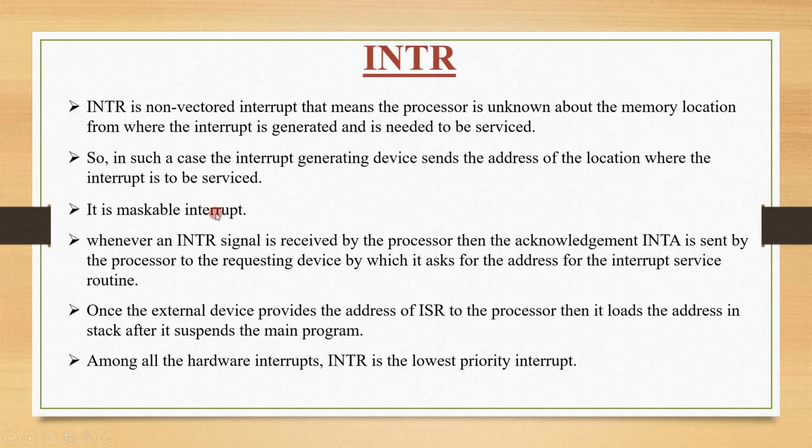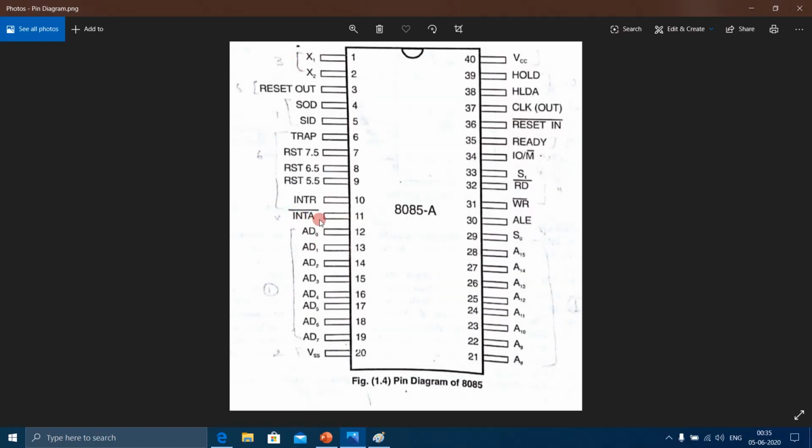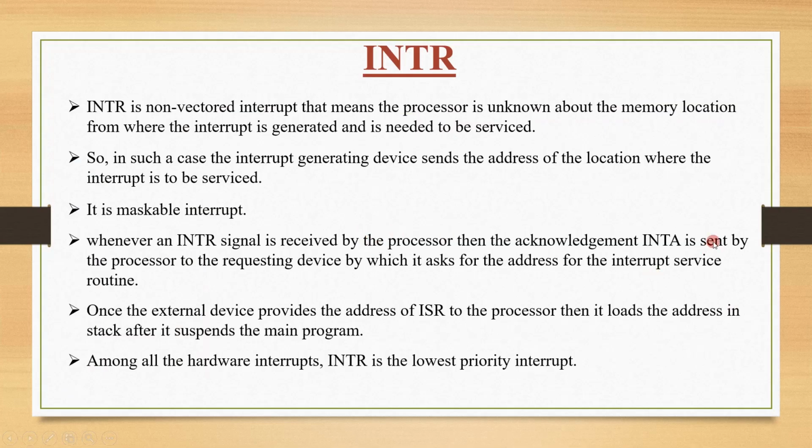It is a maskable interrupt. Whenever an INTR signal is received by the processor, the acknowledgement is INTA, as you can see in the pin diagram, INTA is also there. INTA is sent by the processor to the requesting device, by which it asks for the address for the interrupt service routine. The microprocessor acknowledges that yes, I have received an interrupt, so please send me the address where I have to jump, where the interrupt service routine is there.